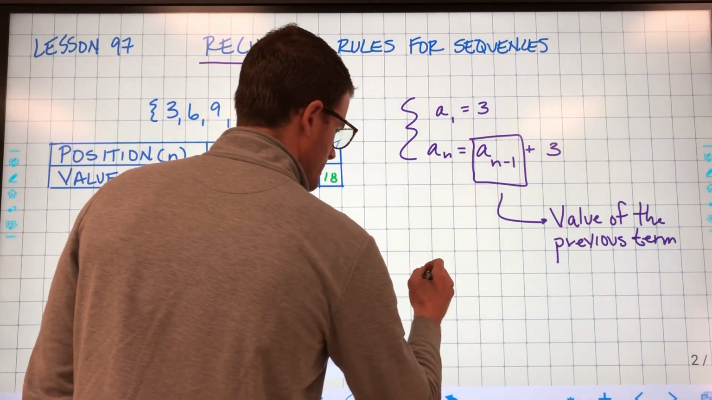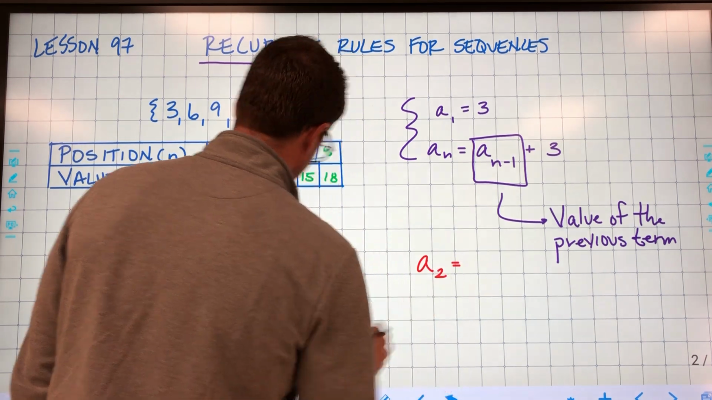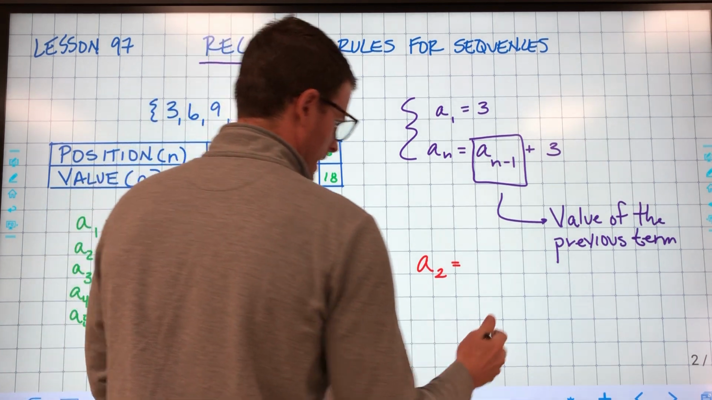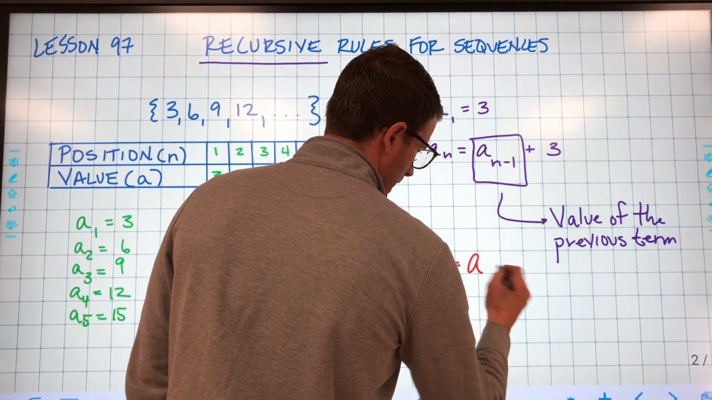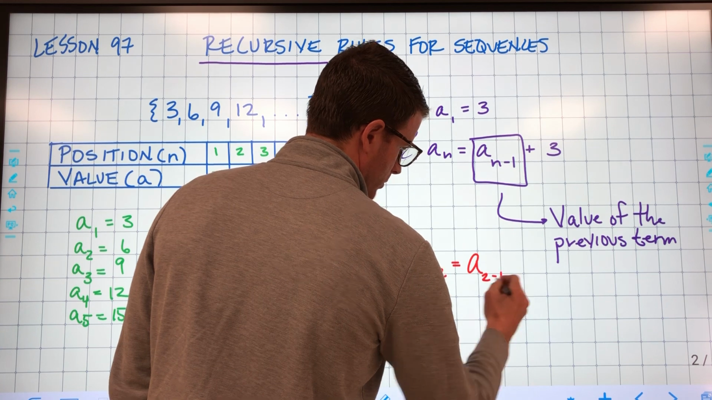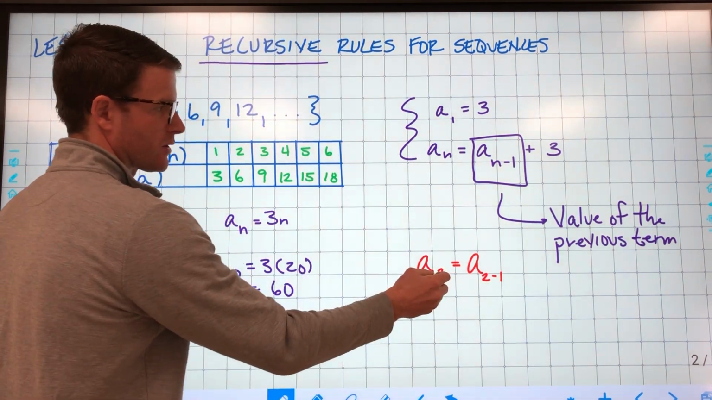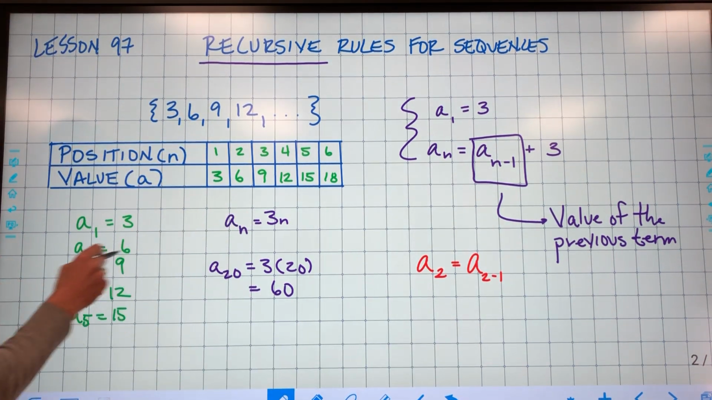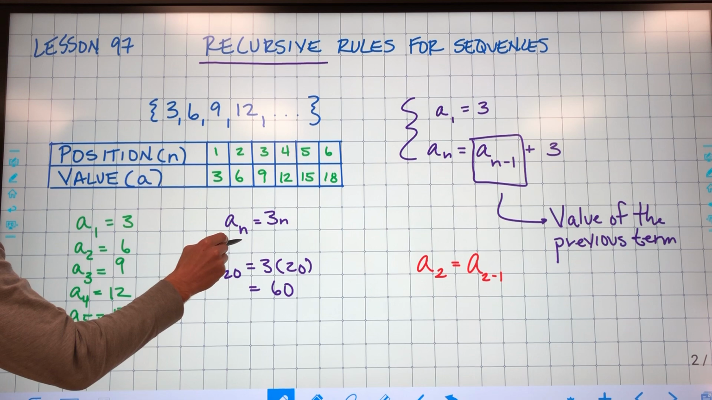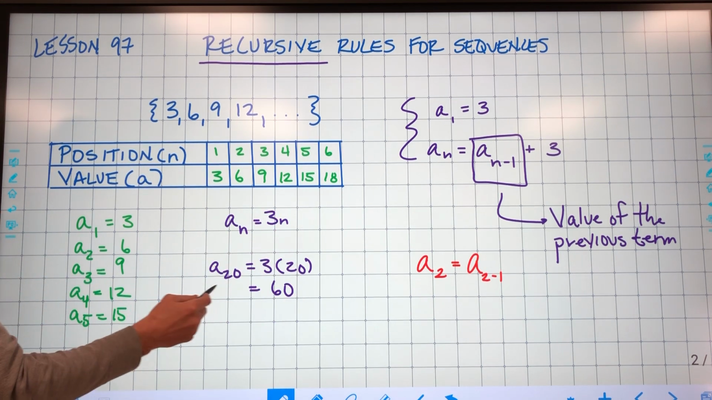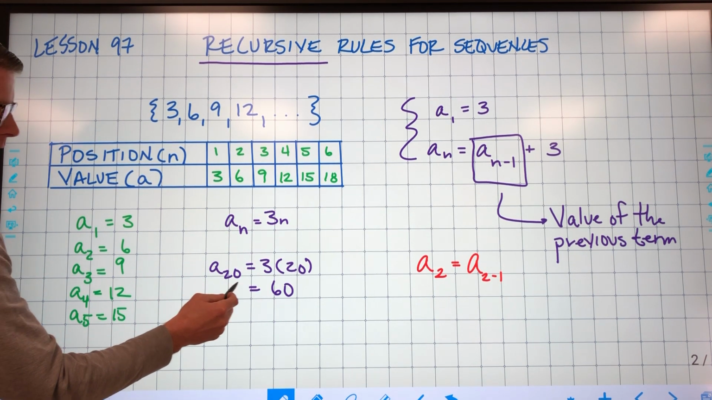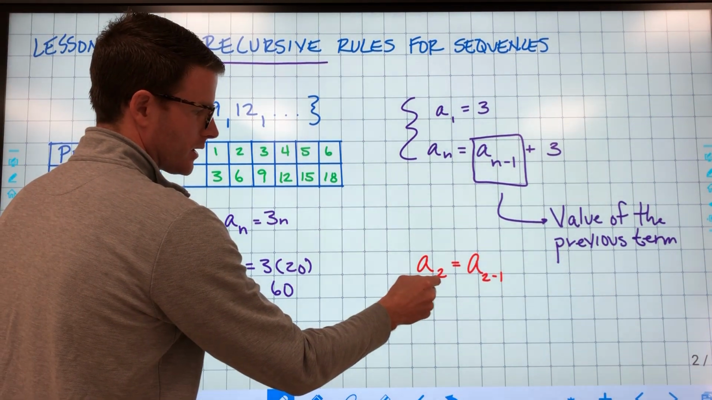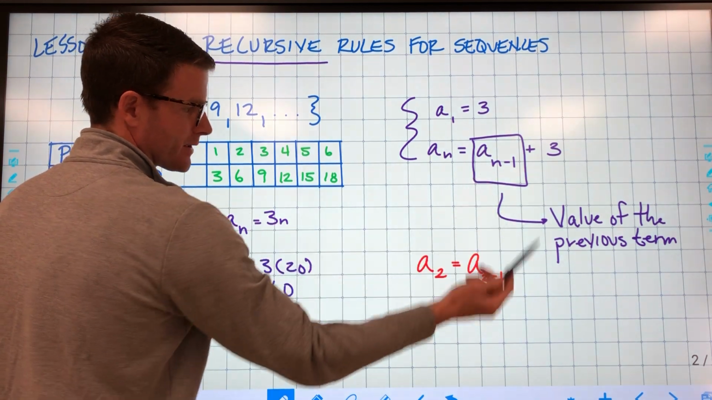So let's say, what is the second term? We know that it's 6, right? But the value of the second term is going to be the value of the previous term. So we say a sub 2 minus 1. So again, we're just substituting 2 in anywhere there's an n. Just like we were doing before, when we wanted to find the second term, a sub 2, we plug in a 2 here and get 6. When I want to find the 20th term, a sub 20, I plug a 20 in for n and get 60. All I've done here is plug a 2 in where there was an n previously.